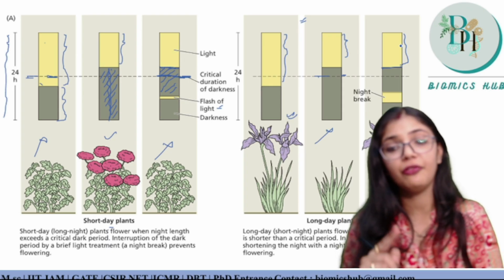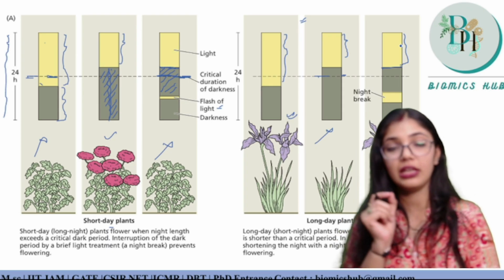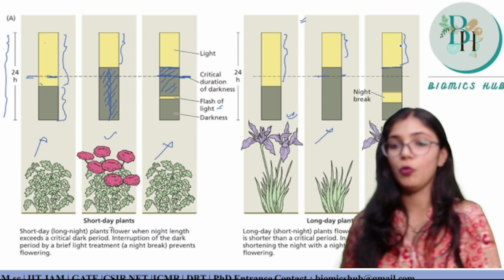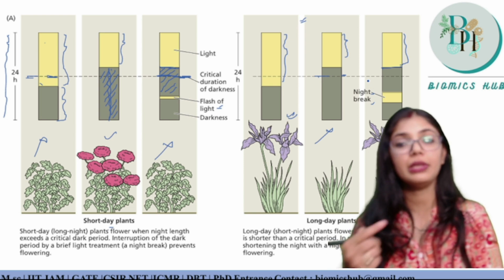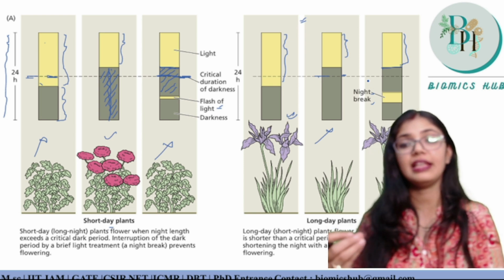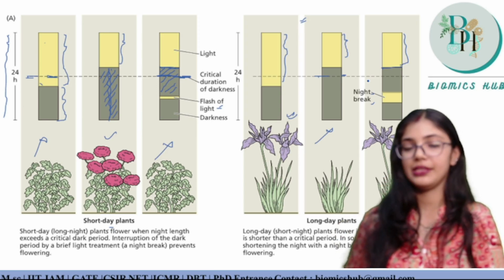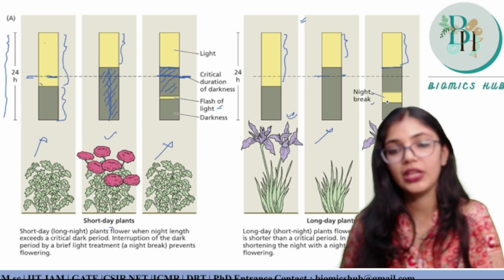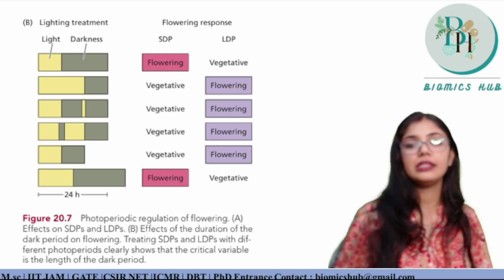Okay. Now next, here we can see that there is light condition, and the dark condition is more. But what we are seeing here is a long day plant, which means the light conditions should be more. But in this case there is a night break. If we are giving some light, or there is some flash of light in the dark condition, then flowering can take place. So here we can see the flowering. If there is a night break, flowering can take place.